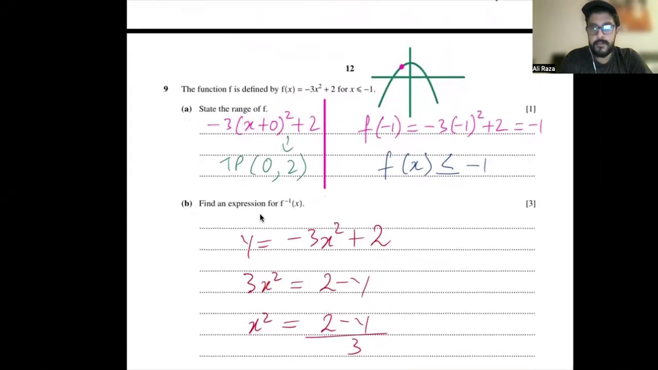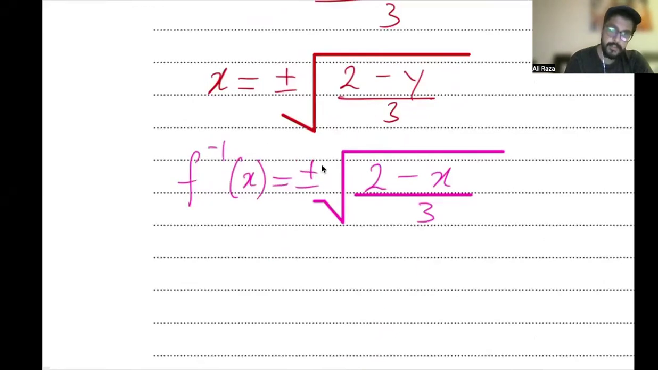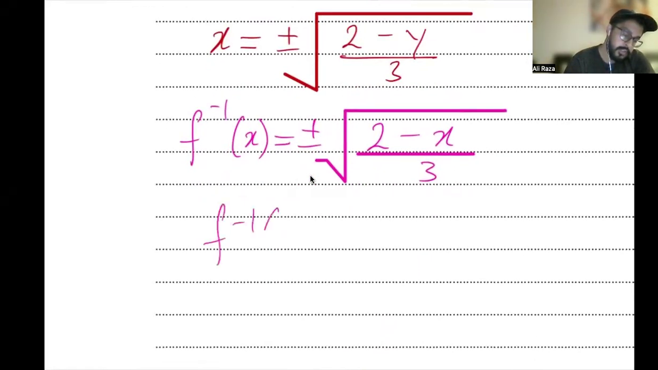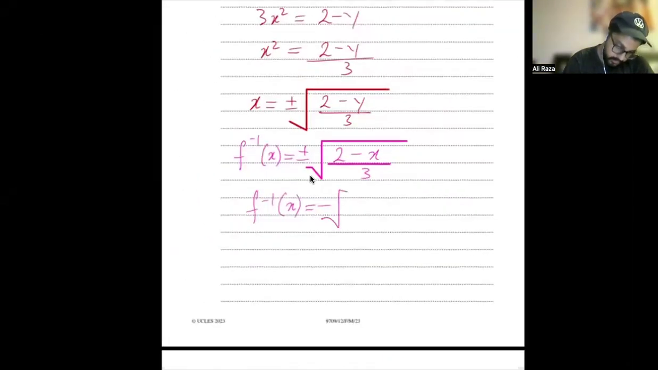Now, since we're finding the expression for f inverse for the given domain, which is less than the turning point, we'll use the negative sign over here outside the expression. So f inverse comes out to be negative square root of 2 minus x over 3.